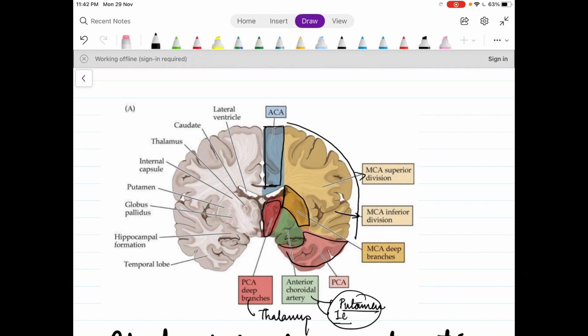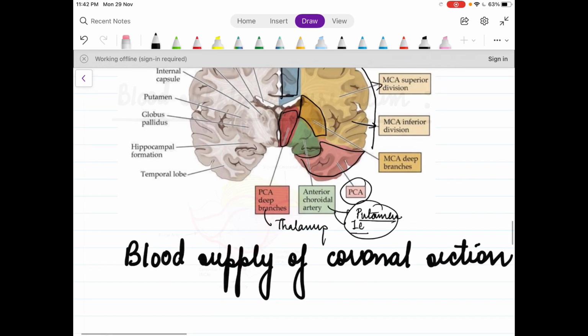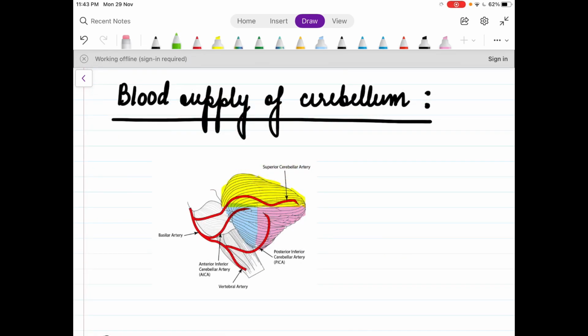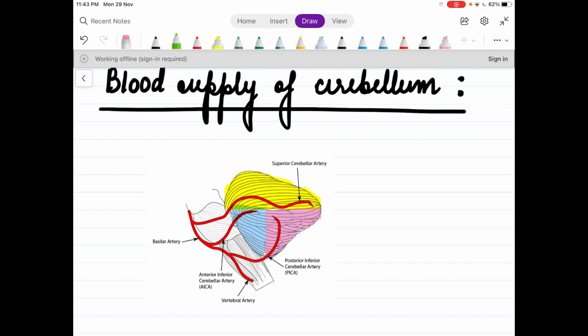And only the inferior portion, as we have already seen, is supplied by the posterior cerebral artery. Now we'll talk about the blood supply of cerebellum. Blood supply of cerebellum can be easily studied by saying that if we divide cerebellum into two parts, firstly, the superior part of the cerebellum is completely supplied by the superior cerebellar artery, and the inferior part of the cerebellum is then supplied by anterior and the posterior halves.